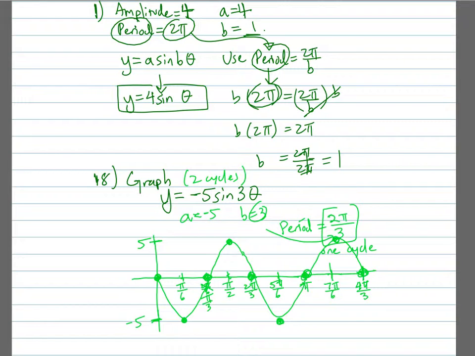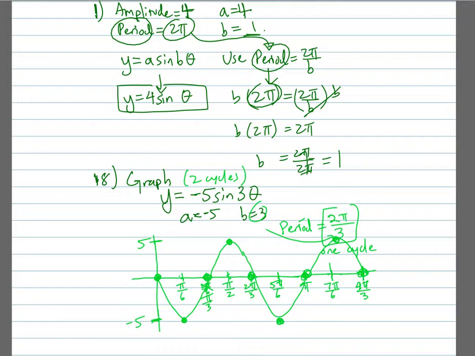Okay, so we've got our A, our amplitude, is 5 with a negative in front. Our B equals 3. So, ladies and gentlemen, is it going faster or slower than normal? It's going faster, which means it's going to finish in a short time.